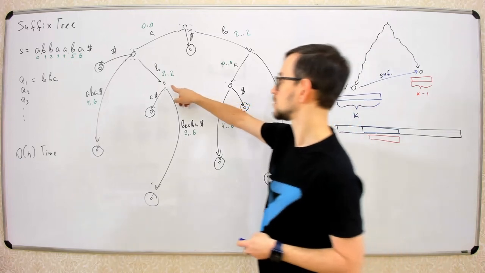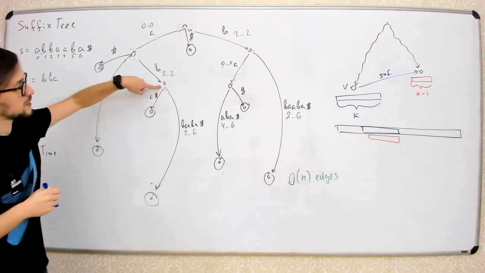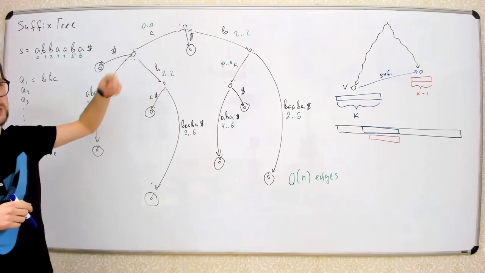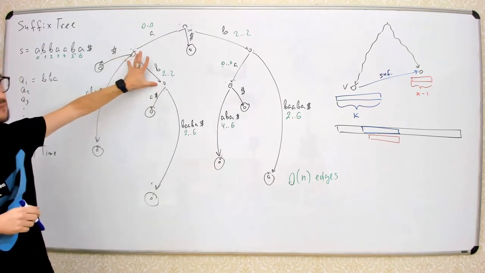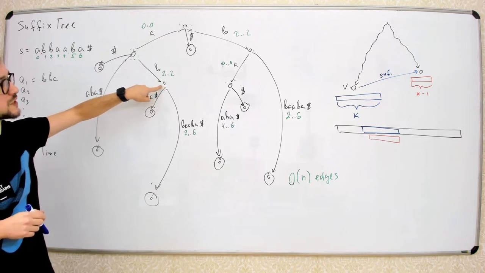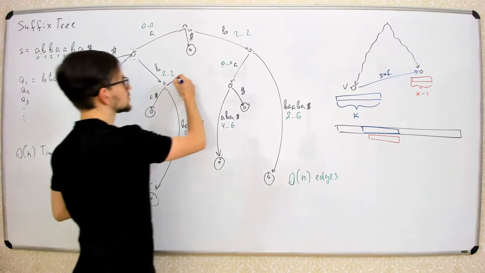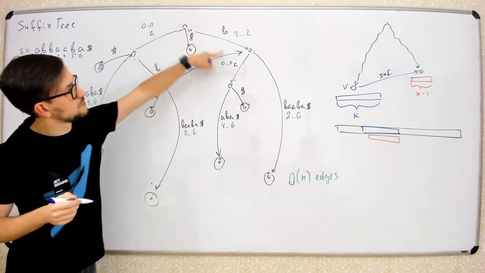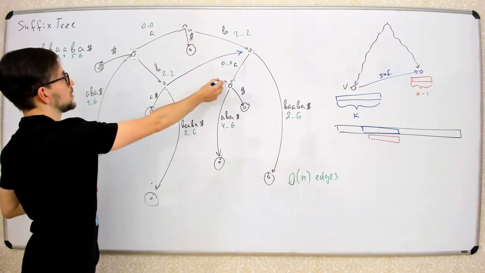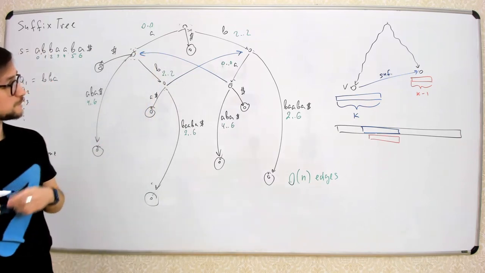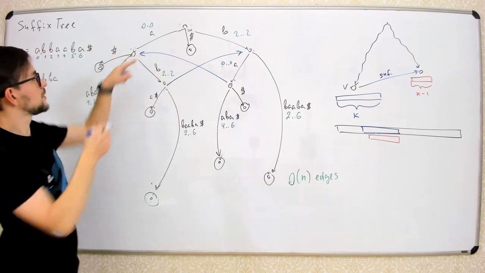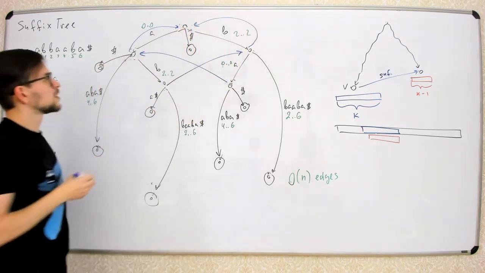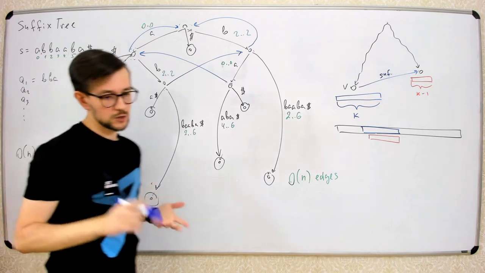So for example, let's take this node. This node corresponds to string AB. So the longest suffix is just string B. So the suffix link from here goes to this node. And if we take this node, we have string BA, so the longest suffix will be A. So the suffix link goes here. From this, the suffix link goes to the root. From this, it goes to the root. For the root, there is no suffix link, like in Ukkonen algorithm.